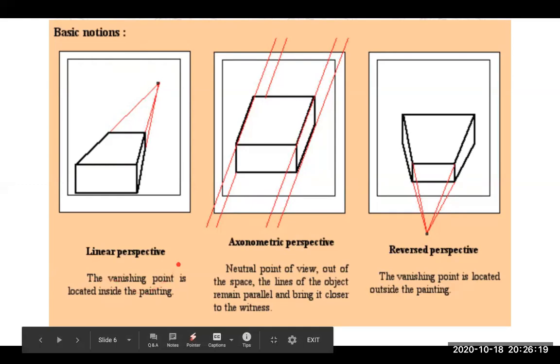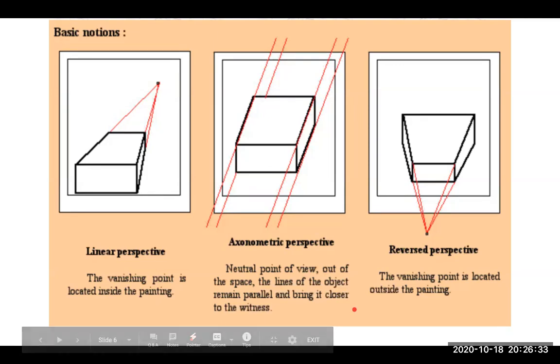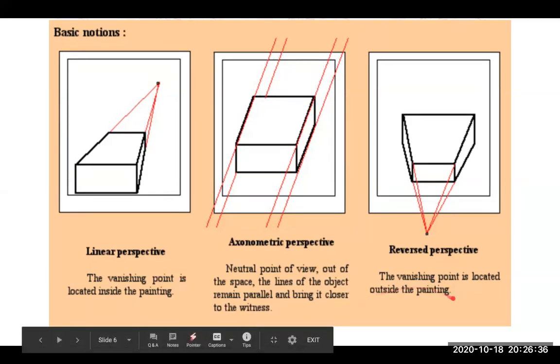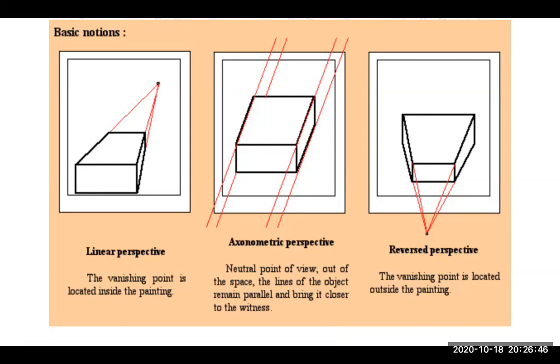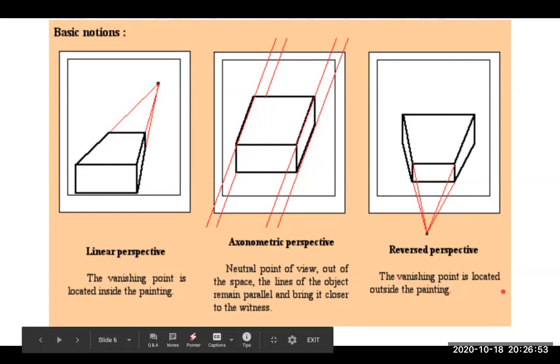Linear perspective is when the vanishing point is located inside of the painting. Axonometric perspective is the neutral point of view out of the space, where the lines of the object remain parallel and bring it closer to the witness. Reverse perspective is when the vanishing point is located outside of the painting. We're only going to be doing linear perspective for this week's assignment, but these kinds of tricks are cool to have up your sleeve too.